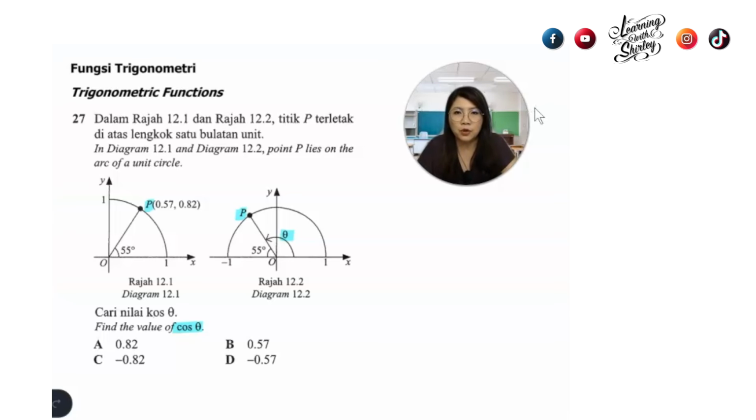Okay, if I were to draw the quadrants, there are 4 quadrants here. First quadrant is here. So A: All Science Teachers Crazy. Don't tell that to your science teacher, okay? So P is here, so this is the second quadrant. In the second quadrant, only sine is positive. The rest are all negative, okay?